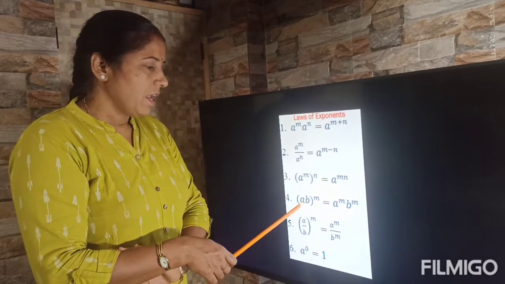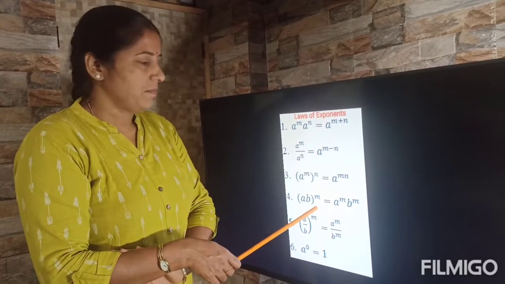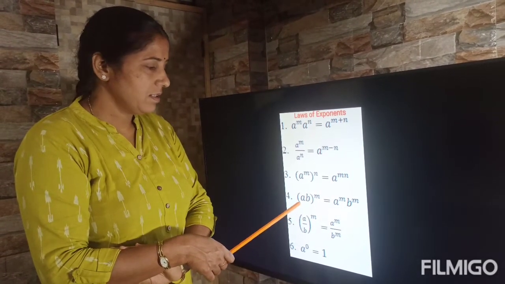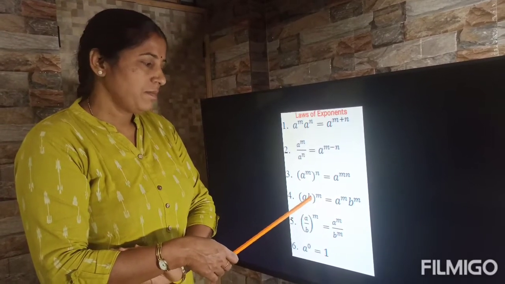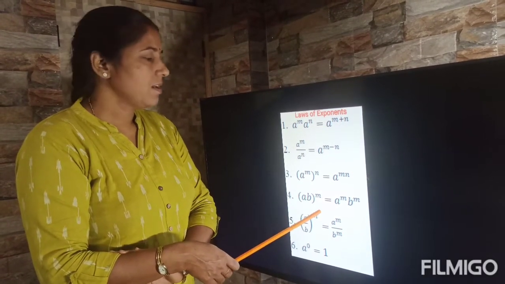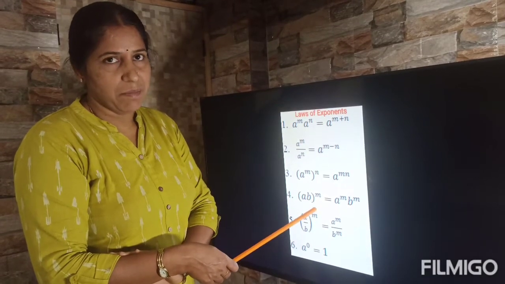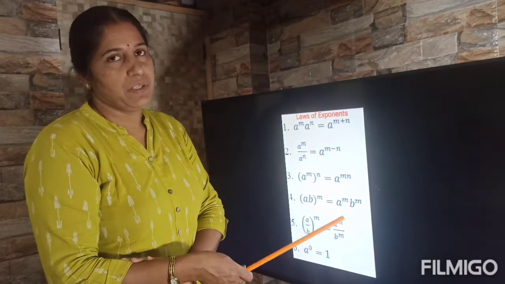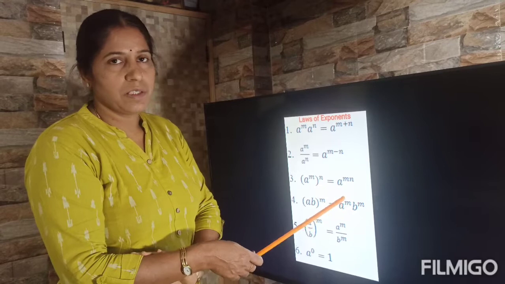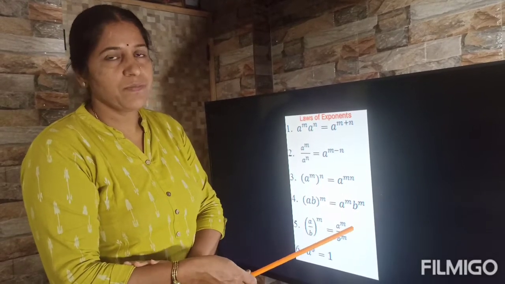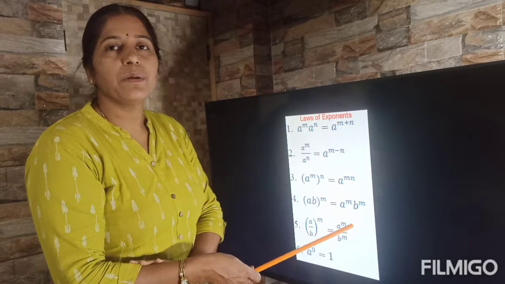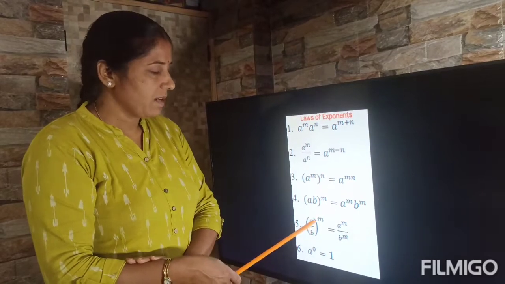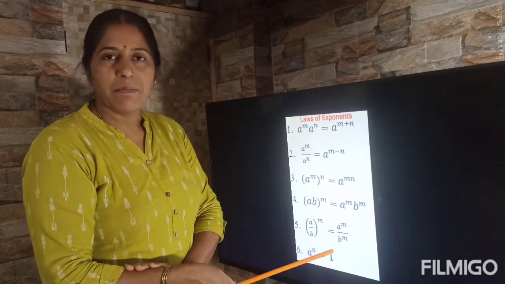Next, fourth law, a into b whole to the power of m. For two numbers together one common power is there. Here a and b are the two numbers, between the two numbers multiplication is there, and together one common power m is there. Then we have to make it separate powers. See, this m we have to make separate for both the numbers, a to the power of m into b to the power of m. This is the fourth law.